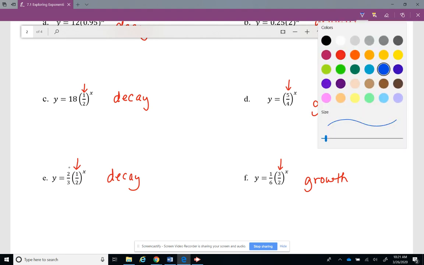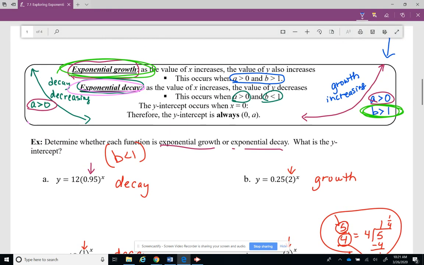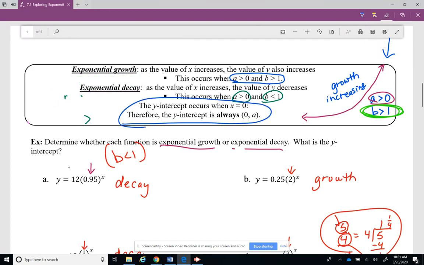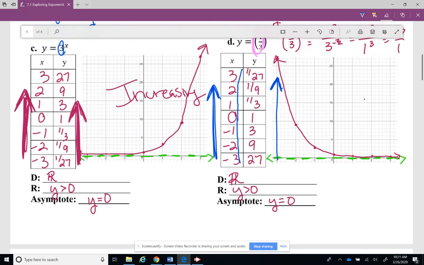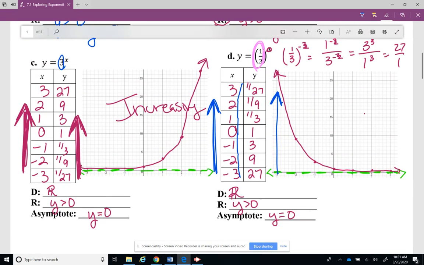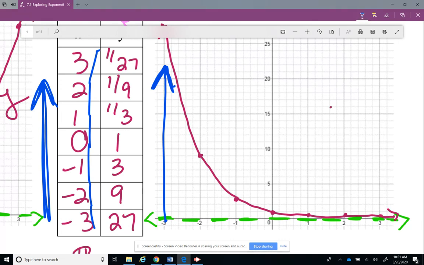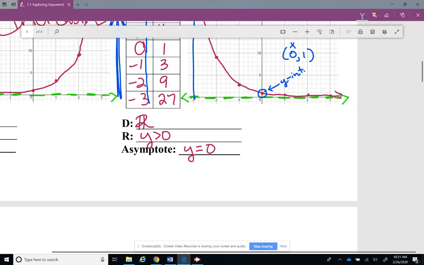Okay, the last part of this lesson, go back up to the box where it talks about the y-intercept. I'm going to erase while I read you about the y-intercept. The y-intercept occurs when x equals 0. So let's go back up to right here. Let's look at this one. This right here is the y-intercept. If I was going to write that ordered pair, that's 0, 1. The y-intercept is when x is 0. Okay, that should make sense.